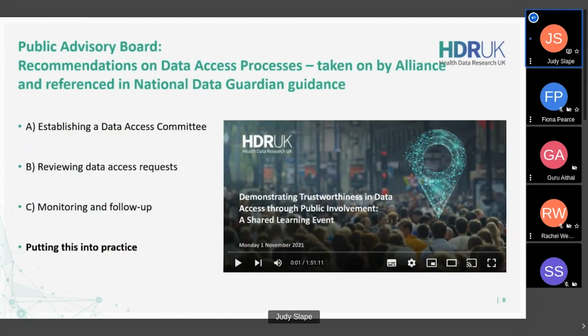So, as I just mentioned, the Public Advisory Board were really instrumental in recommendations on data access processes. This paper built on findings of a recent survey of Alliance members initiated by Health Data Research UK's Public Advisory Board to gather information about patient and public involvement in the assessment of data access requests and the monitoring of data use. The survey was sent to individuals in 45 Alliance member organisations during February-March 2021 and revealed a wide range of approaches from full public involvement in decisions about data access to none.